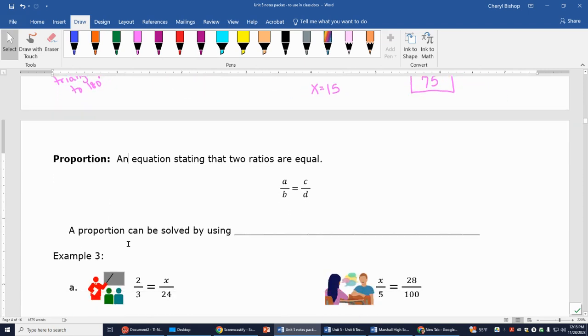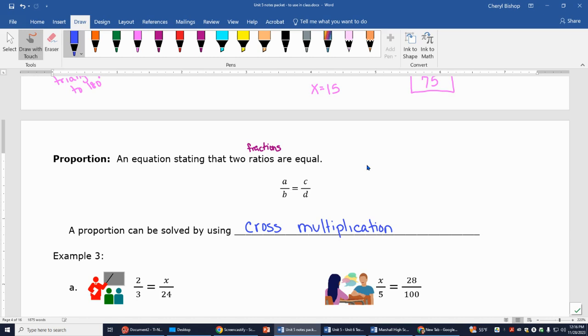A proportion. A proportion is an equation, so you'll see an equal symbol there, stating 2 ratios. Remember, ratio is just a fancy word for fractions, so 2 fractions are equal. So an equal fraction to an equal fraction. A proportion, you may or may not remember from middle school, can be solved using cross multiplication. Your middle school teacher may have called it the butterfly method because when you circle across, it kind of looks like a little butterfly. But in high school, we generally refer to it as cross multiplication.